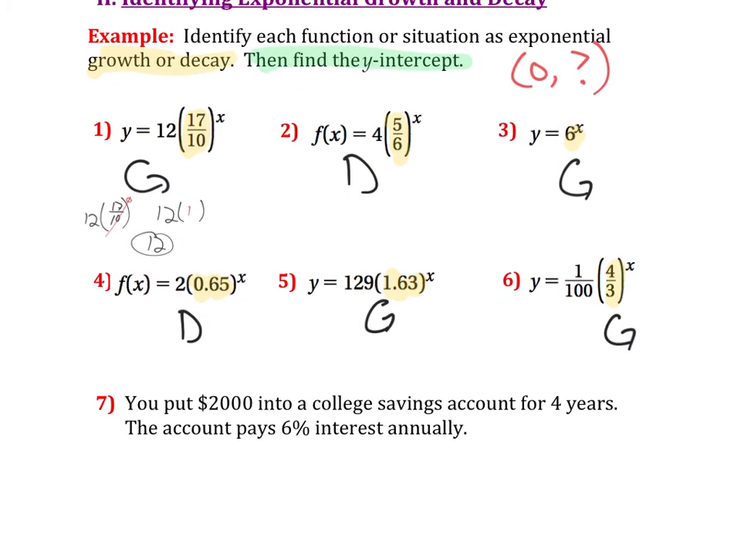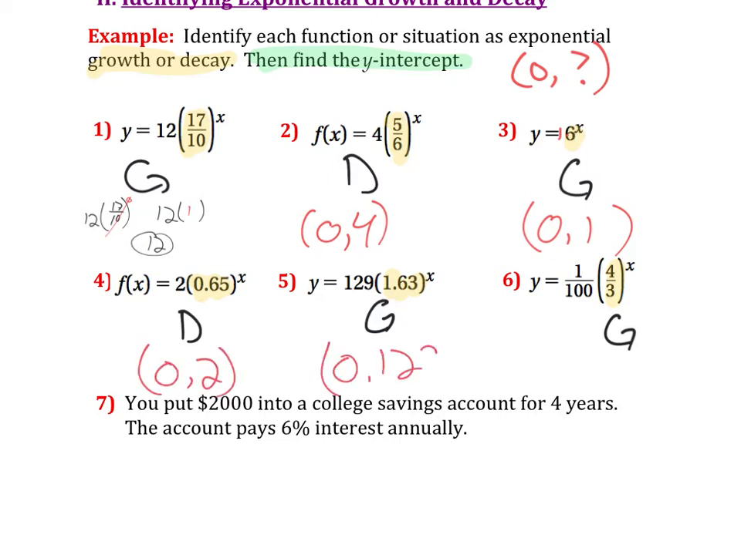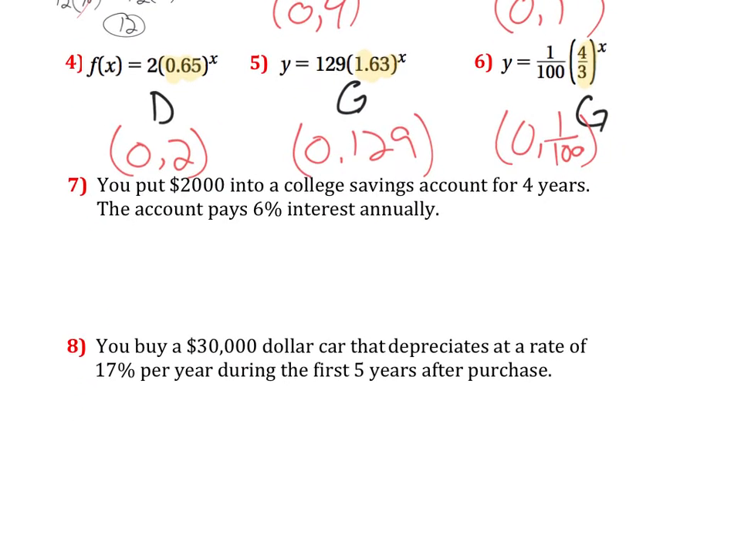So we're left with just that a value. So the y-intercept for number 2 here would be (0, 4). The y-intercept on number 3 would be (0, ooh, there's technically a 1 chilling out there). So (0, 1). For number 4, it would be (0, 2). For 5, it would be (0, 129). For 6, (0, 1/100). So not too terrible. Let's take a look at word problems, though.